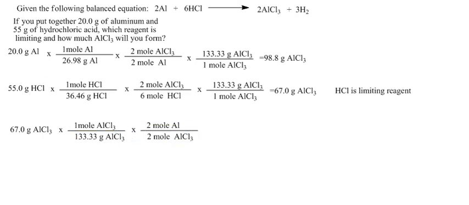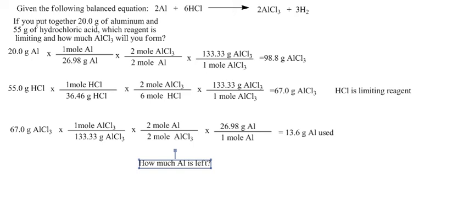So now that we have that ratio correct, we convert the moles of Al to grams of Al, and we find that in making our 67 grams of AlCl3, we used up 13.6 grams of aluminum. So how much is left? Well, we started with 20 grams, we used 13.6, so we have 6.4 grams of aluminum left.